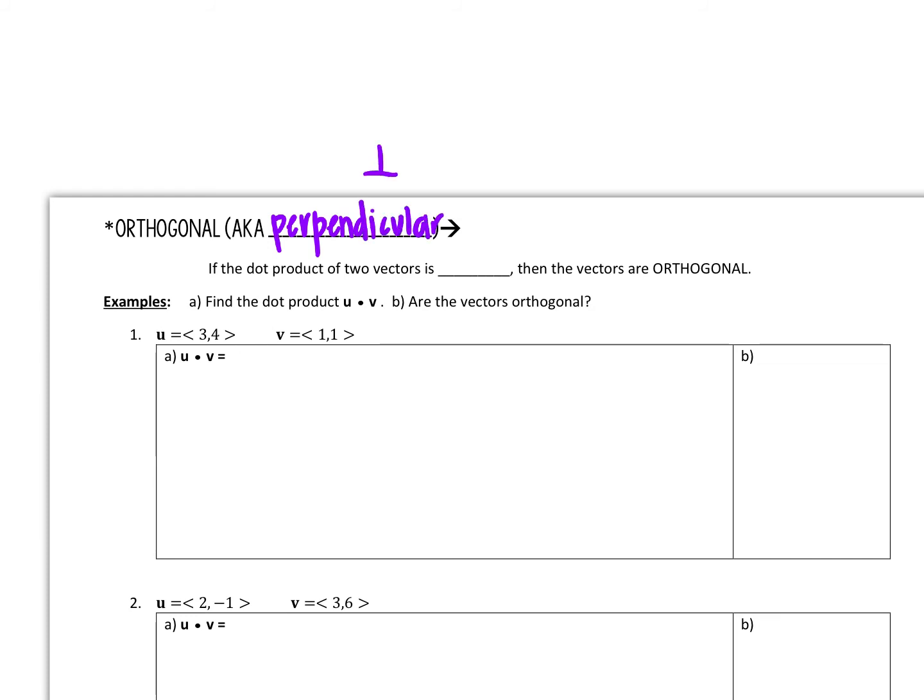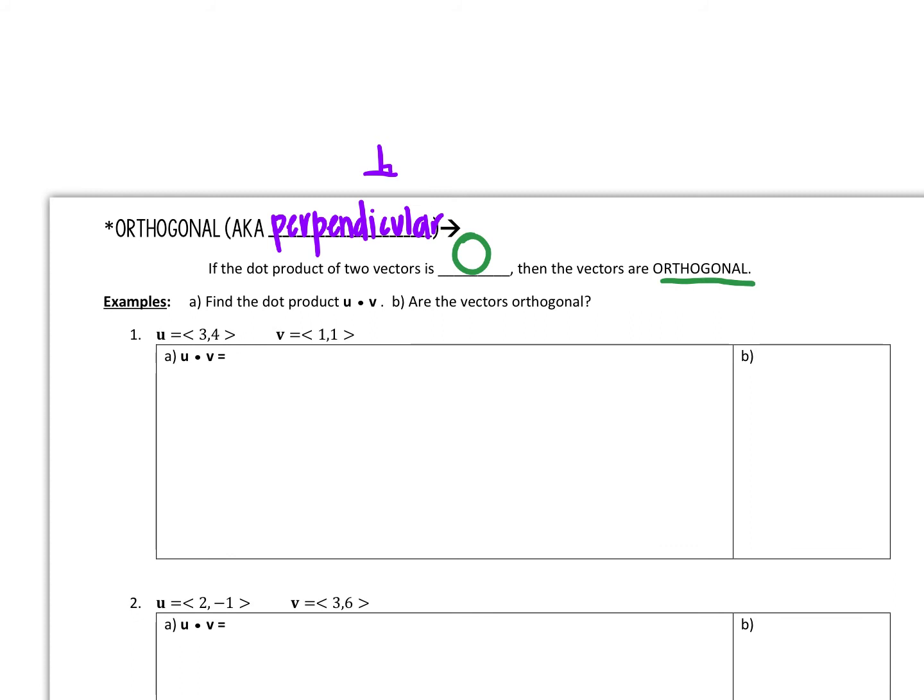Perpendicular means two lines intersecting at a 90-degree angle. So we're trying to determine if these two vectors are intersecting at a 90-degree angle. To do that, you have to find the dot product. If the dot product between the two vectors is 0, then the vectors are orthogonal. If, on the other hand, it is not equal to 0, then they are not orthogonal. So if the dot product is 0, that means they intersect at a 90-degree angle.